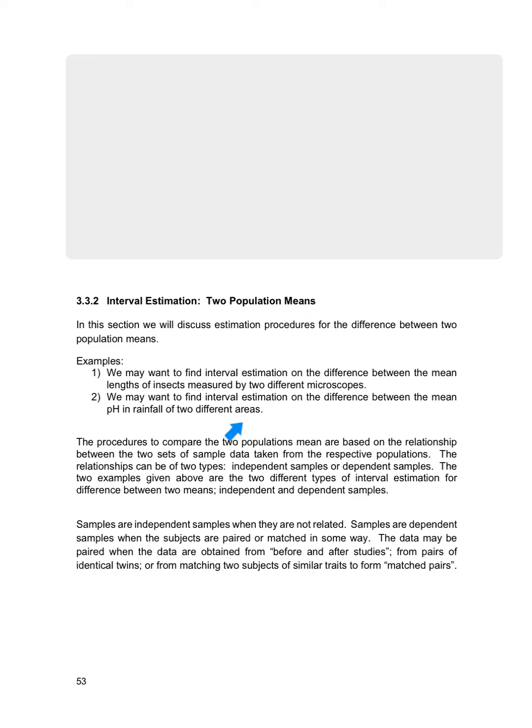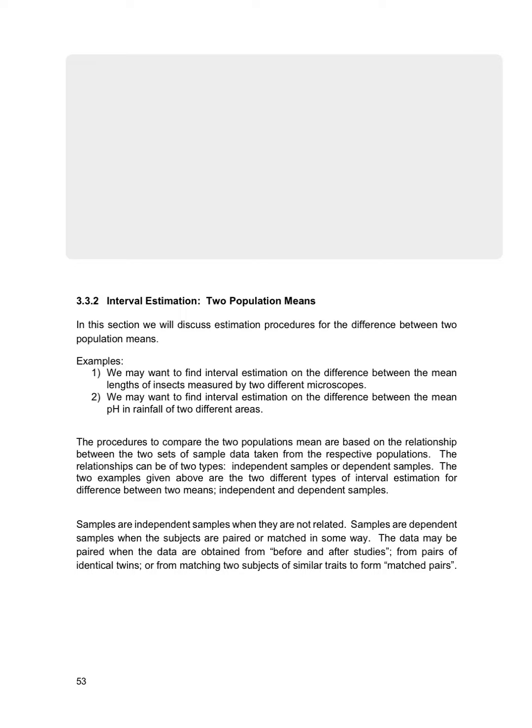So we have two populations here in terms of area: area 1 and area 2. We measured the pH for these two areas. We want to know whether there is any difference in terms of the mean pH in rainfall for the two areas.